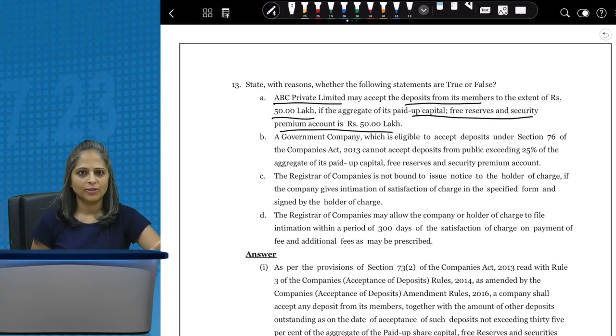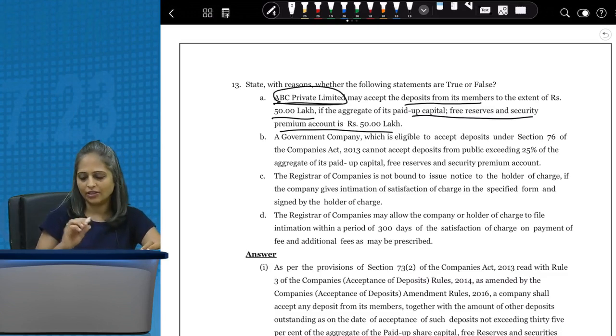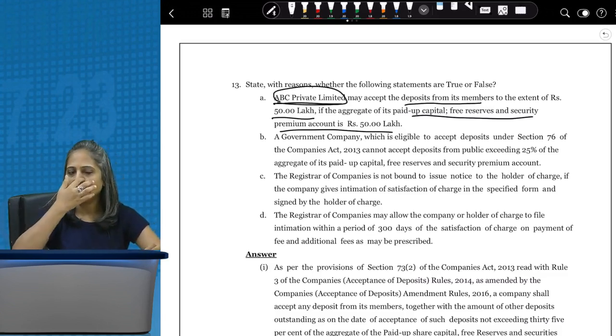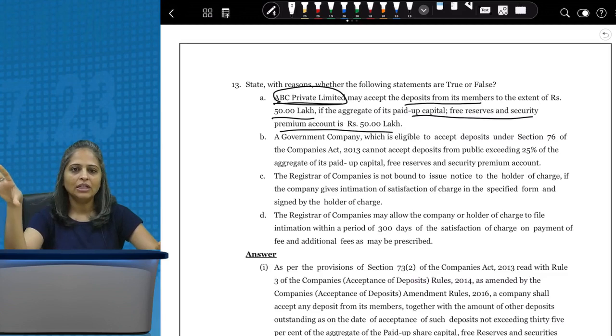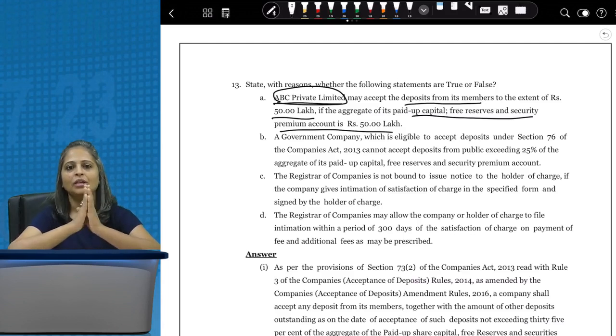So first you have to see what kind of a company it is. It's a private limited company. Now what does the Act regarding deposits tell you? That if you are a public company, then the limits are different. If you are a private limited company, the limits are different. If you are a public company, then you can accept deposits from members to the extent of 35% of your paid up capital, free reserves and securities premium. But if you are a private limited company, you can accept deposits up to 100% of your paid up capital, free reserves and securities premium.